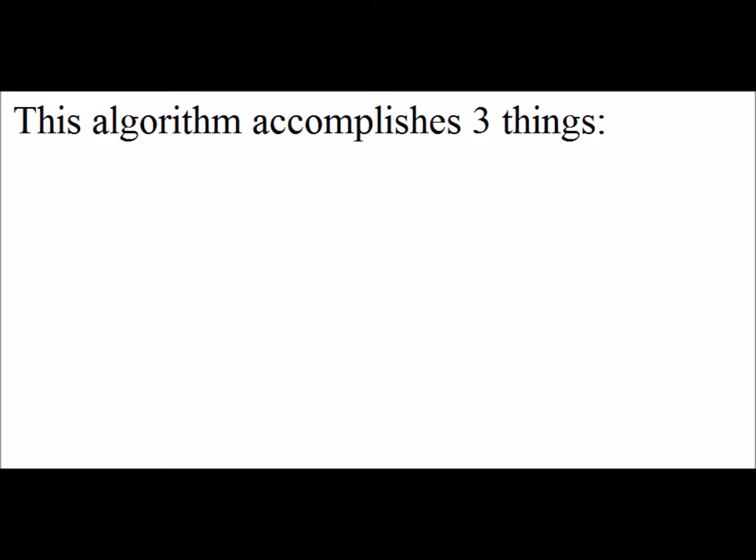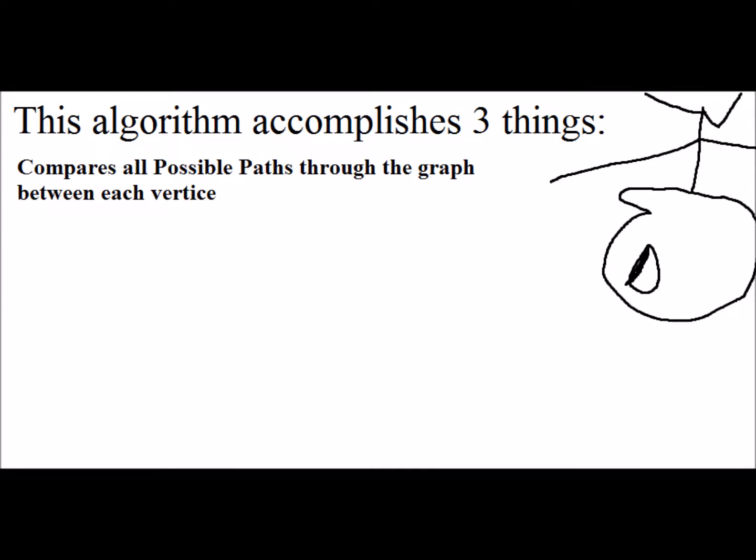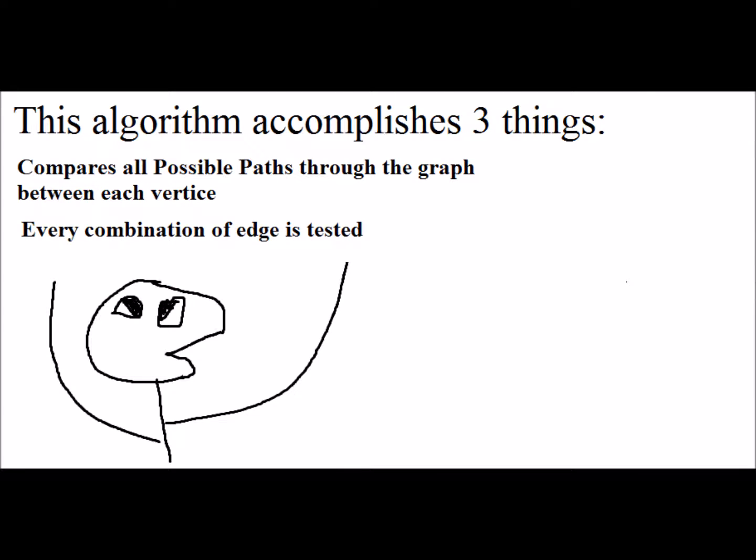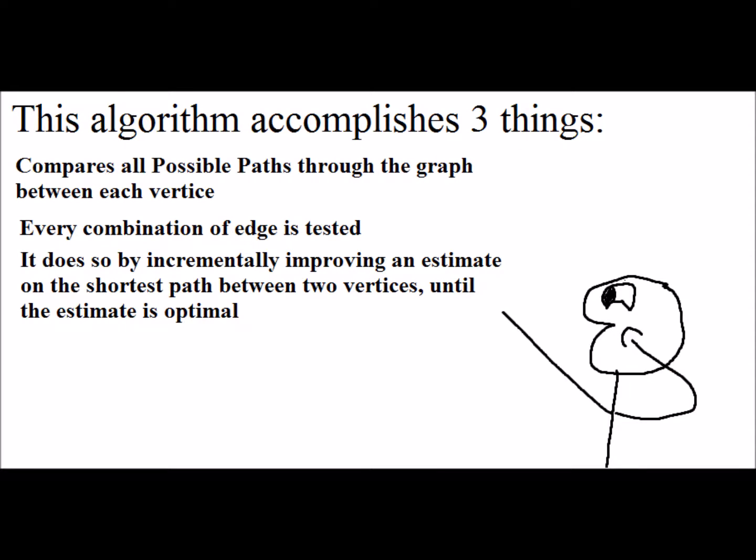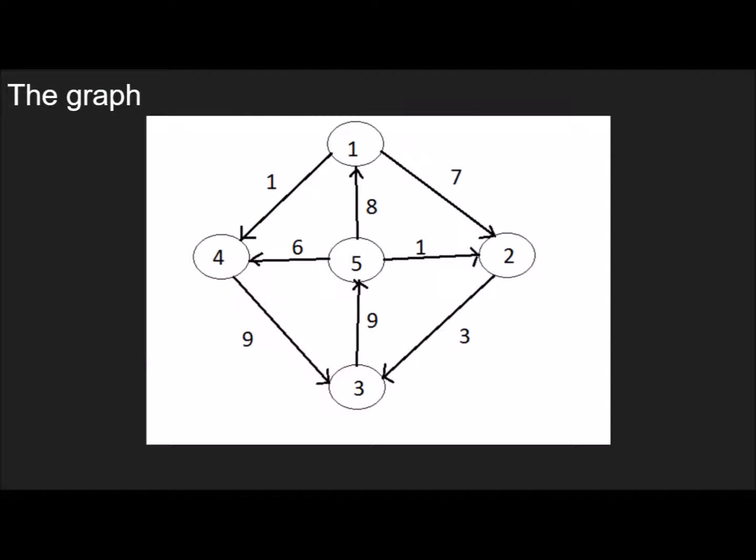The premise of this algorithm is as follows. This algorithm compares all possible paths through the graph between each pair of vertices. Next, every combination of edges is tested. And it does so by incrementally improving an estimate on the shortest path between two vertices until the estimate is optimal. This is the initial directed graph that we will be using.